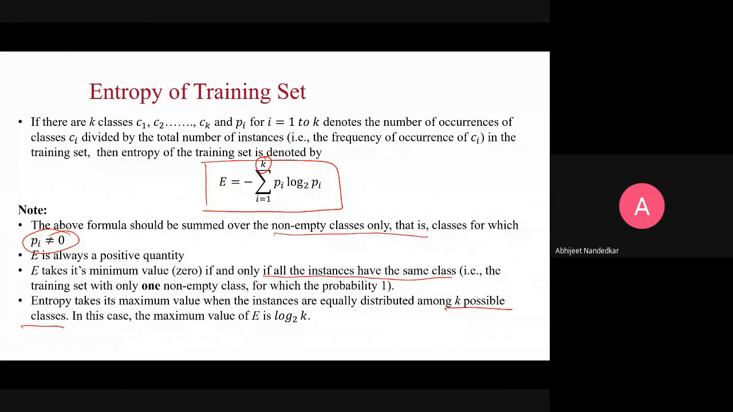The entropy takes its maximum value when the instances are equally distributed among k possible classes. So if there are two classes, then k is 2, so we have 0.5 and 0.5 probability. If there are three classes, then it will be 0.33, 0.33, and 0.33, so that it will be maximum.